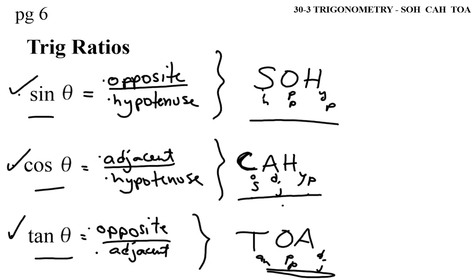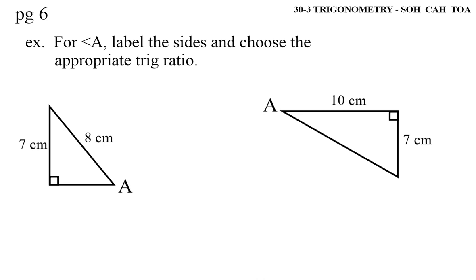And we'll see how it gets used and review it. But sine uses opposite over hypotenuse. This is if we don't have the adjacent. Cosine, adjacent over hypotenuse, we don't have the opposite. Tangent, opposite over adjacent, we don't have the hypotenuse. So it depends upon what's given as to which trig ratio you have to use.